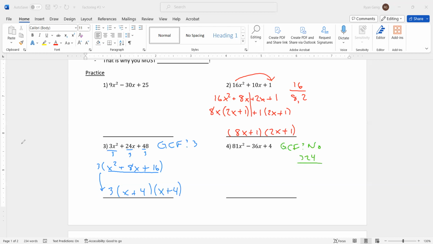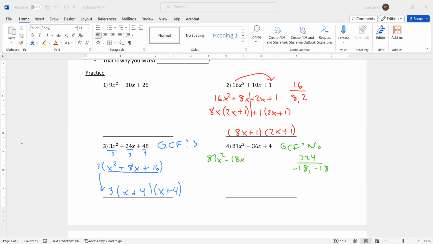If you're thinking, oh my goodness, it's a huge number, it's probably going to be a special case. If you get a huge number like that, that means the two numbers that multiply to 324 and add to -36 are -18 and -18. The fact that those two factors are the same, that's what makes this a special case. So I'm going to write this as 81x squared.